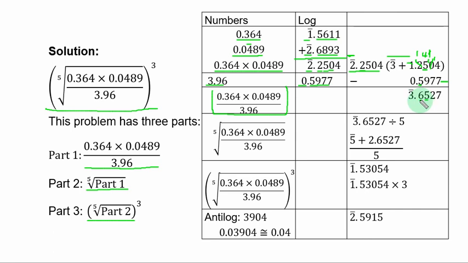So here you are left with bar 3 minus 0 now. That is bar 3. This is what you have. So this is the result for part 1: bar 3.657. We take the second part, that is the fifth root of the first part.